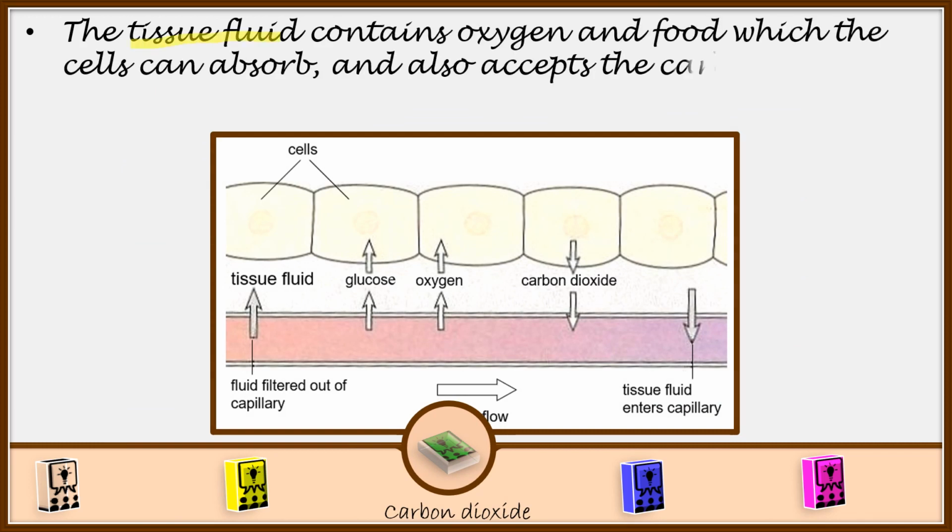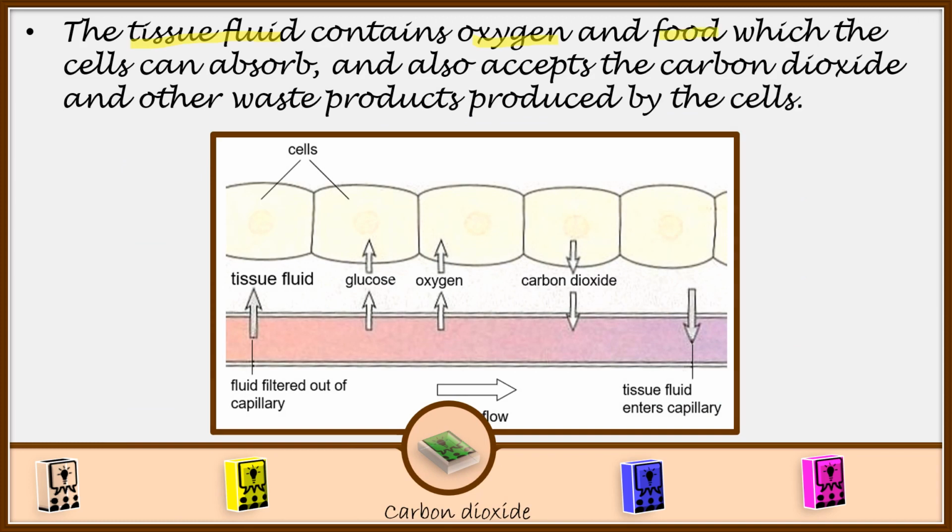The tissue fluid contains oxygen and food, which the cells can absorb, and also accepts carbon dioxide and other waste products produced by the cell. Now, when these nutrients are brought, they are brought by the blood vessel. And when they are brought in the blood vessels, they are going to be released into the tissue fluid. The tissue fluid is that fluid that surrounds the cell. So the nutrients and oxygen are going to be brought by the capillaries, and when the capillaries bring the nutrients and oxygen, they will release it into the tissue fluid.